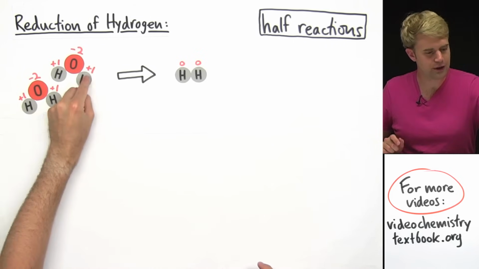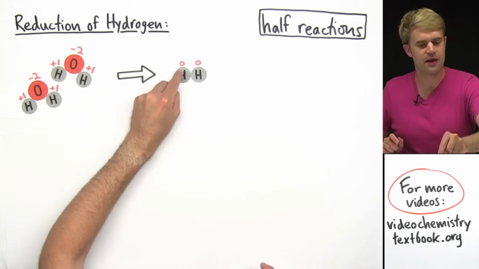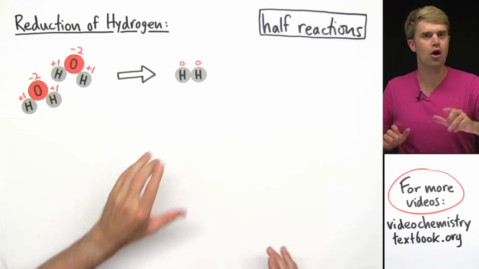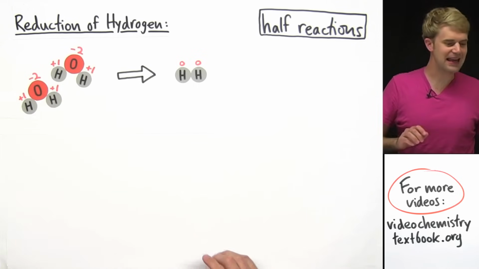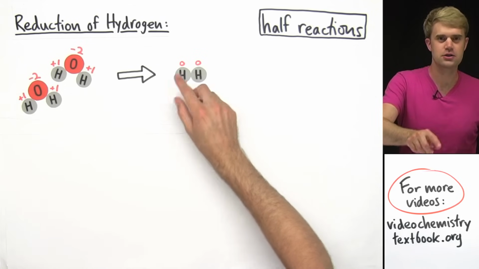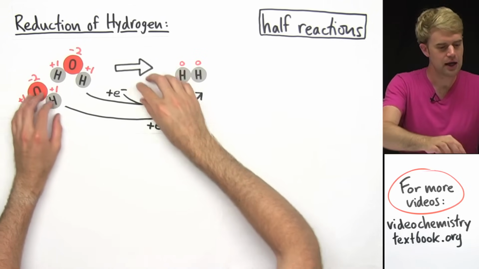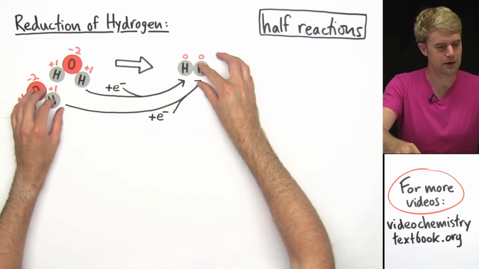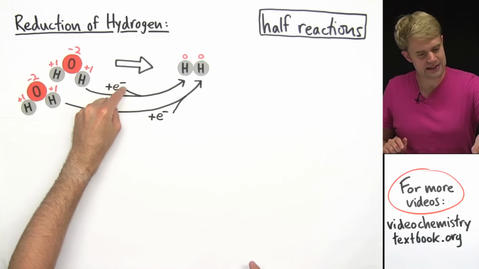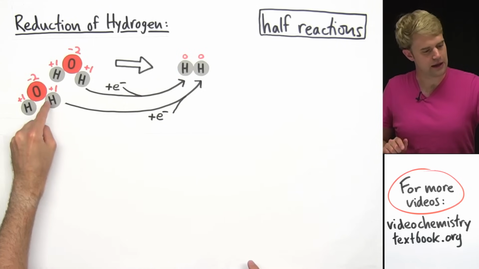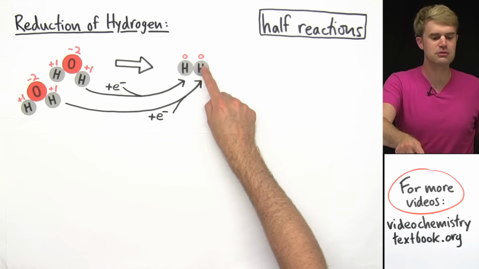Now what has to happen with the electrons for this to take place? Each of the hydrogens over here has an oxidation number of +1, but then they have an oxidation number of 0 over here. So each of these hydrogens has to gain 1 electron so that its oxidation number is bumped down by 1. Here's a diagram showing what's happening. This hydrogen was +1, and it gains an electron and becomes 0. This hydrogen was +1, and it gained an electron and became 0.